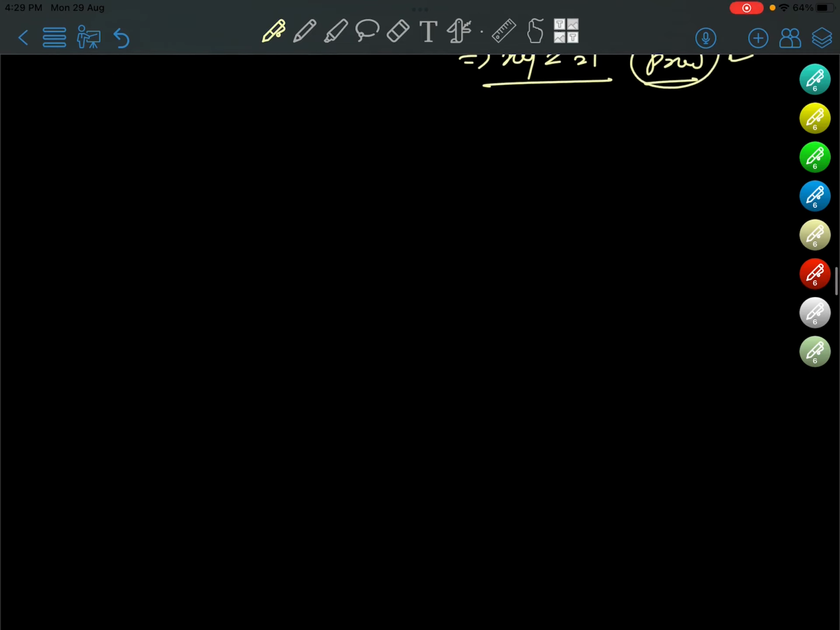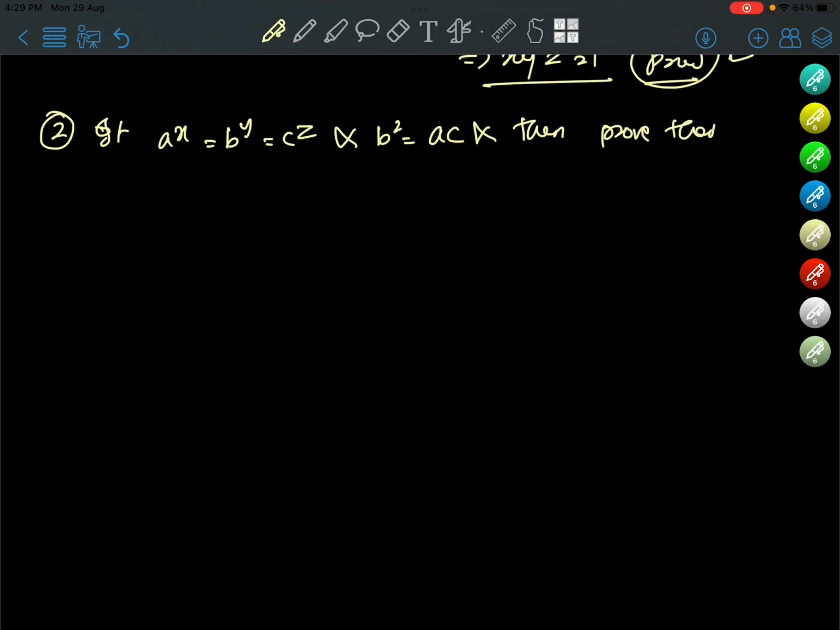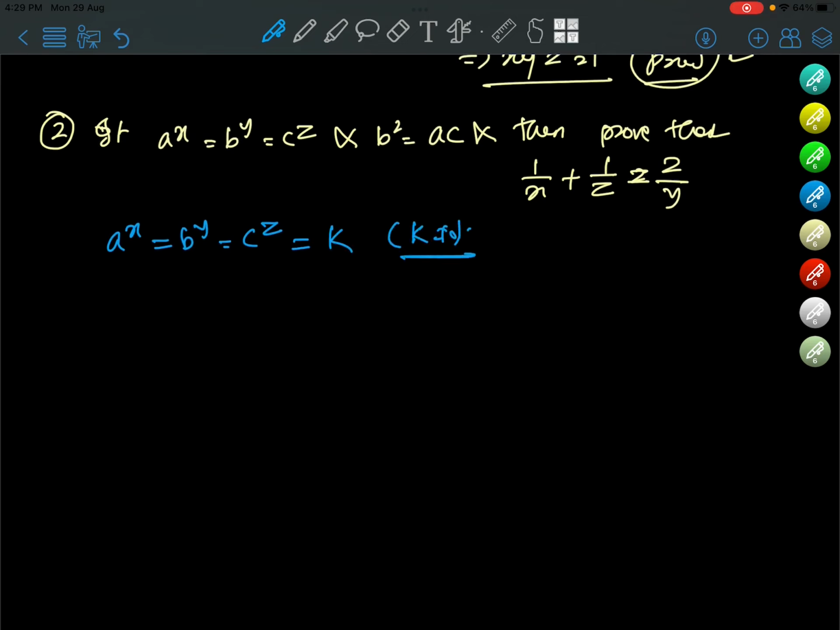Now the second problem. The second problem is, if a to the power x equals b to the power y equals c to the power z, and b square equals ac, then prove that 1 by x plus 1 by z equals 2 by y. Now a to the power x equals b to the power y equals c to the power z equals k, where k is not equal to 0. Now we can write a equals k to the power 1 by x, b equals k to the power 1 by y, and c equals k to the power 1 by z.